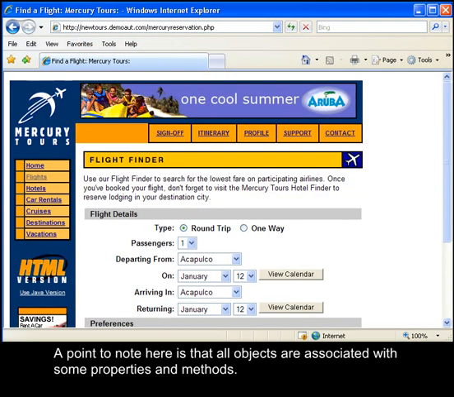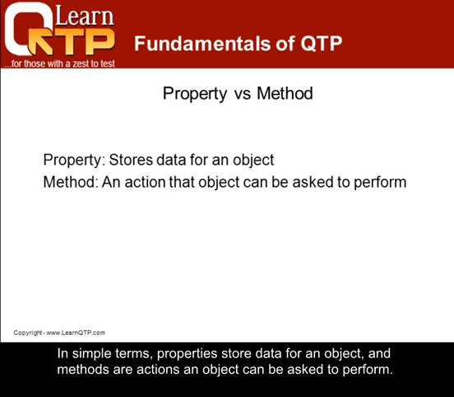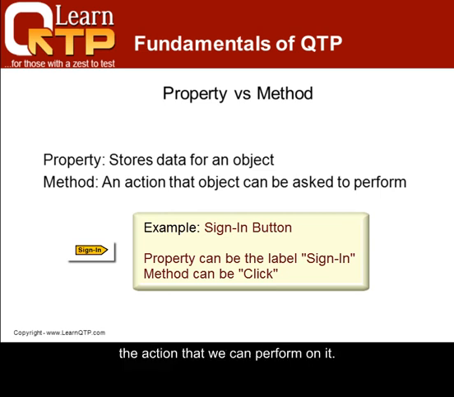A point to note here is that all objects are associated with some properties and methods. So what is the difference between a method and a property? In simple terms, properties store data for an object, and methods are actions an object can be asked to perform. As an example, for a button, a property could be the label name that is found on top of it, while a method can be click, which is the action that we can perform on it.